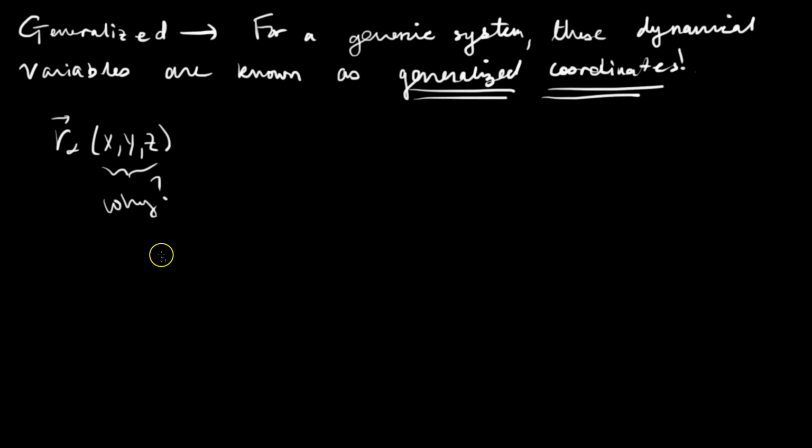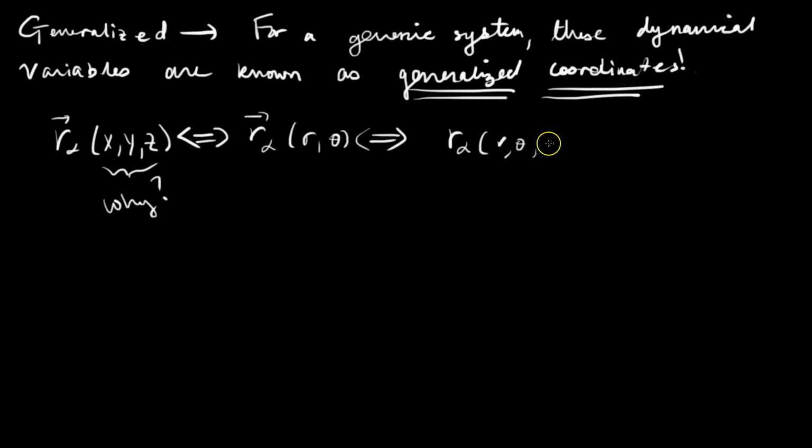Well, as you know, x, y, z is not always the most useful coordinate system. This is Cartesian. But we can also write this as a function of r and theta, polar coordinates. If you want to be exotic, you could even write this as a function of cylindrical coordinates: z, r, and theta.